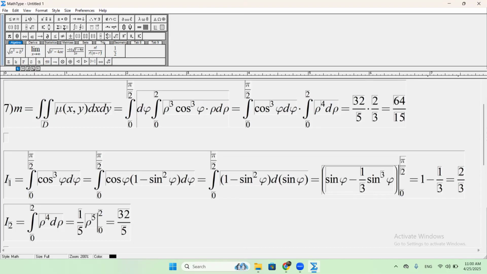Any questions about this exercise? No questions. About the whole lesson, about previous lessons, maybe? For now, no.